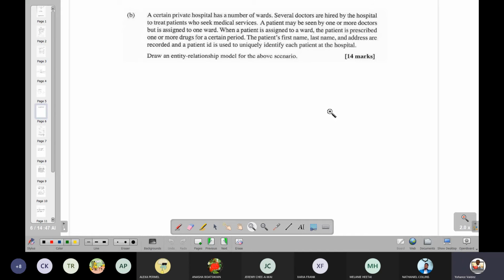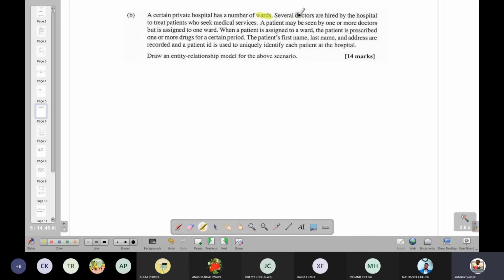So, entities. This is where Alexa is saying doctors, patients, drugs, ward. Okay, so we identify here that the hospital has wards. We only have one hospital, so we can't really consider the hospital an entity. A hospital is the organization that is keeping track of its entities.